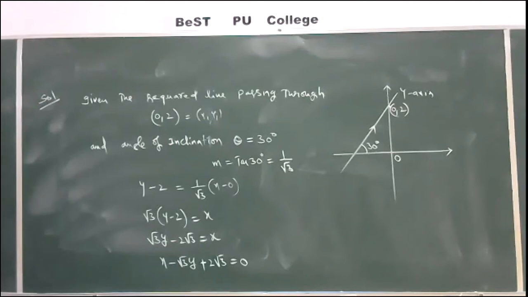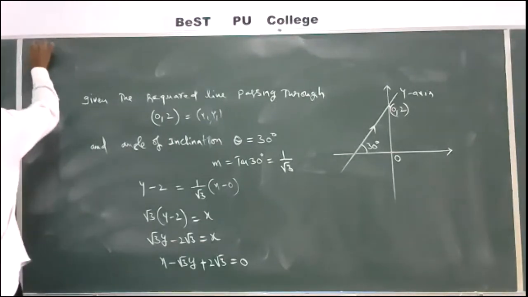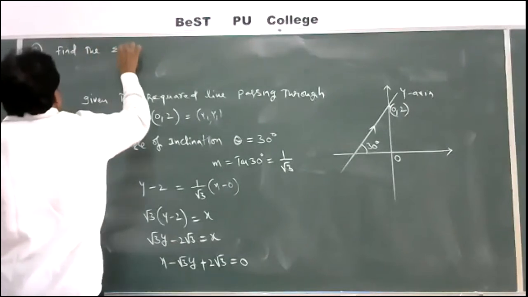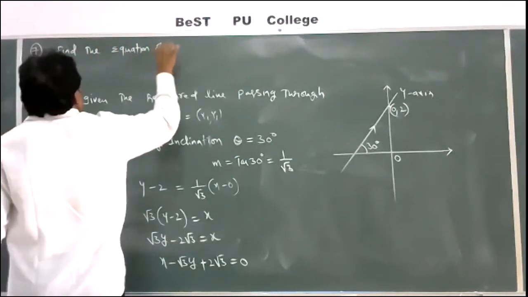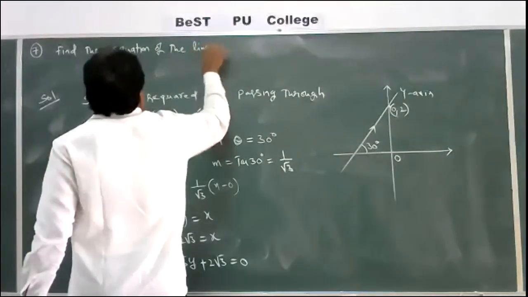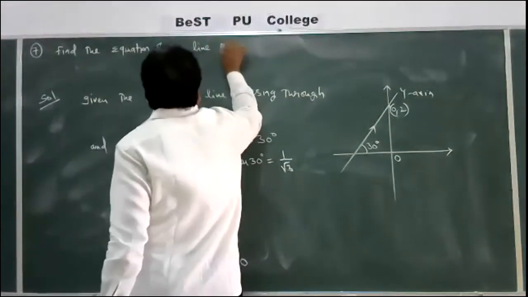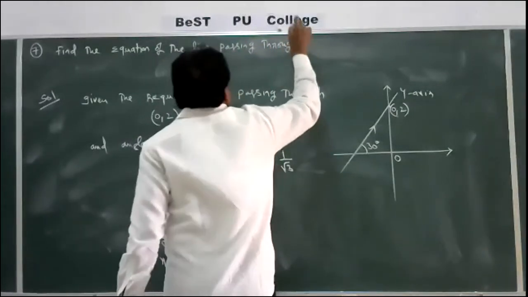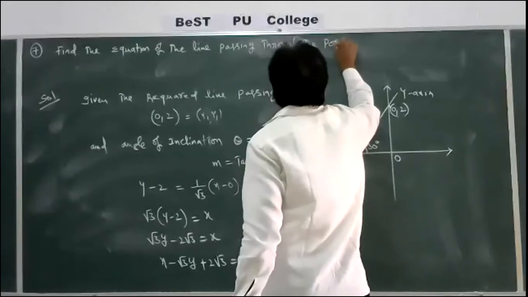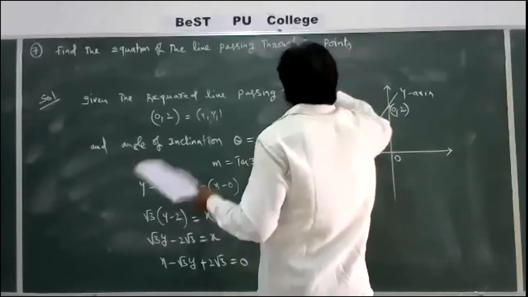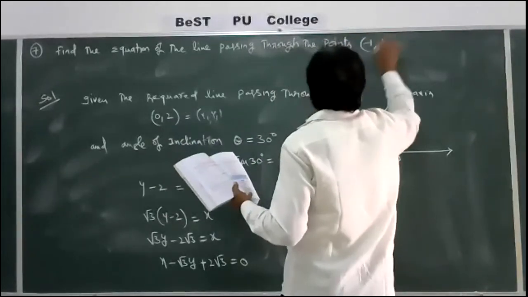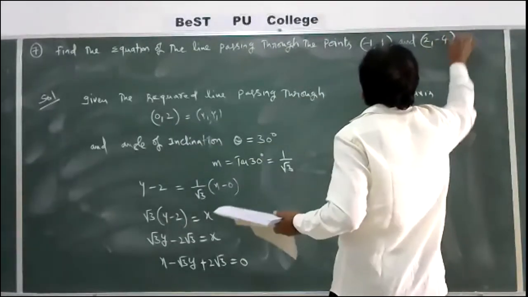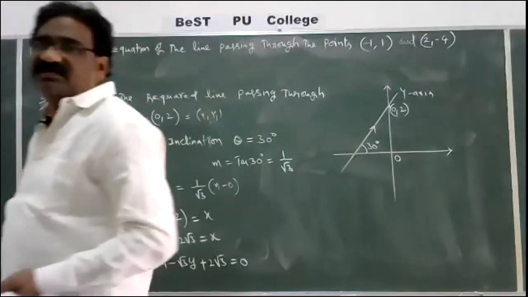Yes, seventh problem. Find the equation of the line passing through the points minus 1 comma 1 and 2 comma minus 4.